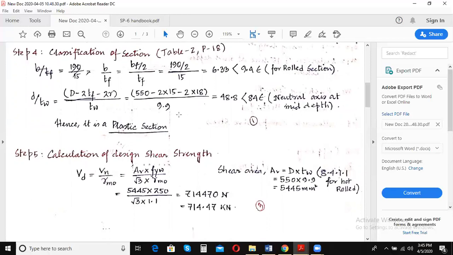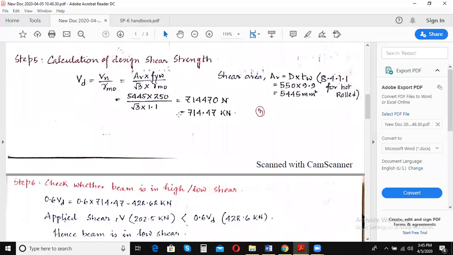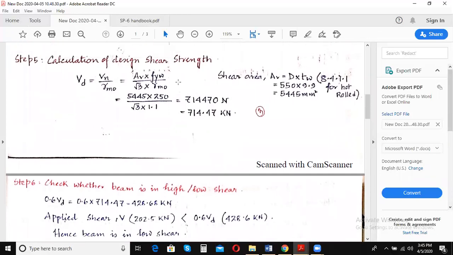Today in this video we are going to calculate the design shear strength of the beam and the design bending strength of the beam, and we are also going to check whether the beam is in high shear or low shear. So first we will calculate the design shear strength of the beam. The formula for calculating it is also given in the code, so we will find out where it is.